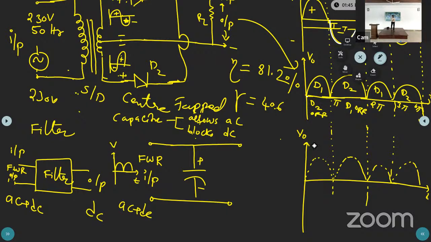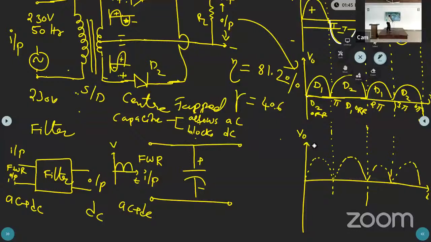So whenever the AC voltage increases, the capacitor also will charge. Whenever the voltage across the capacitor decreases, the capacitor will discharge, but not suddenly. It will discharge slowly. The faster it charges, the slower it discharges.